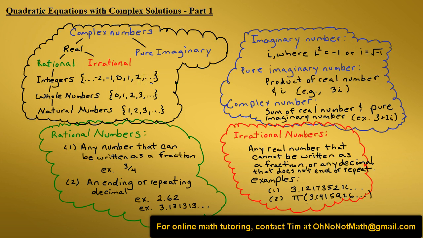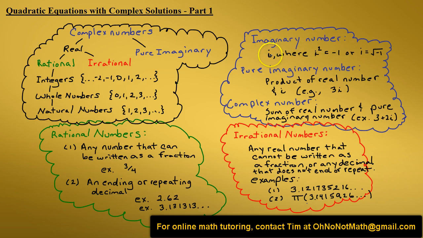All right, so from real numbers, let's move up to complex numbers. That's the highest category of numbers. So complex numbers include real numbers and purely imaginary numbers. So what's an imaginary number? Let's move to the blue cloud.